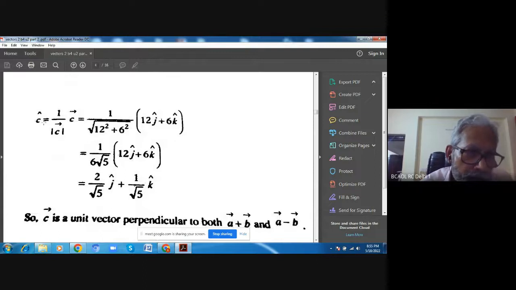So this is the formula. This here you actually have to remember. This is the thing for unit vector in perpendicular situations. That time you have to utilize these things.